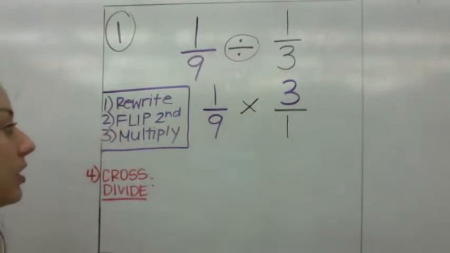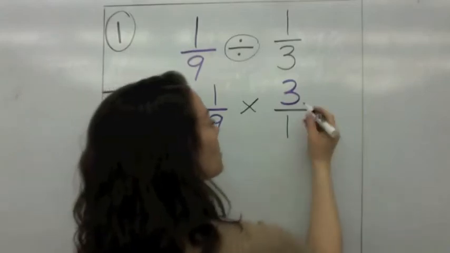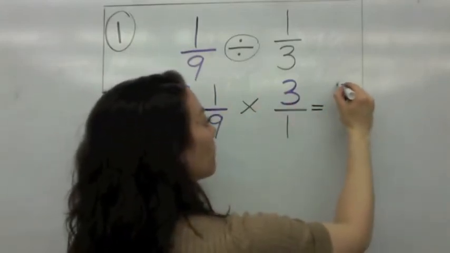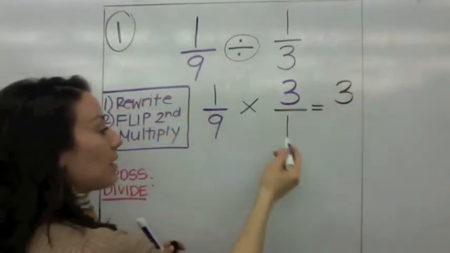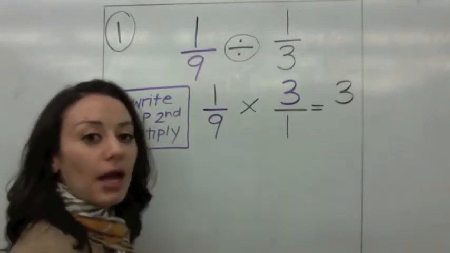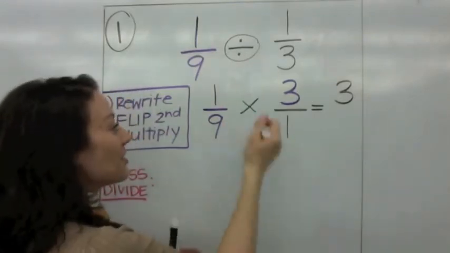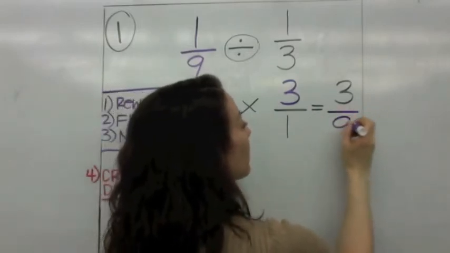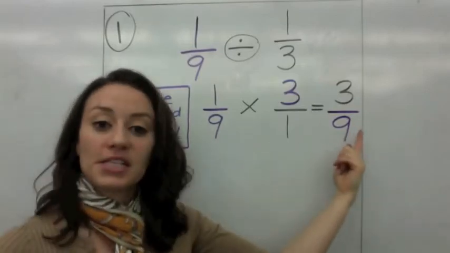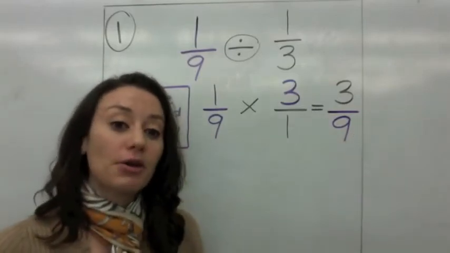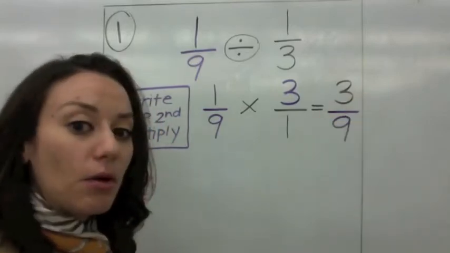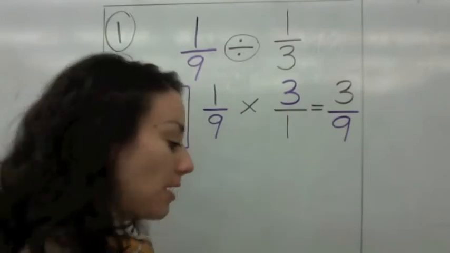Now, when you multiply across, let me go ahead and show you. 1 times 3 is 3. 9 times 1 is, any number times 1 is that number, right? So 1 times 3 is 3, and 9 times 1 is 9. So you get 3/9. Okay? A lot of you at this point already know how you could simplify, right? Could you divide both the numerator and the denominator by, what would you divide by here? You would divide by 3, right?